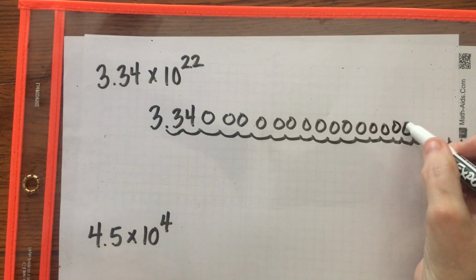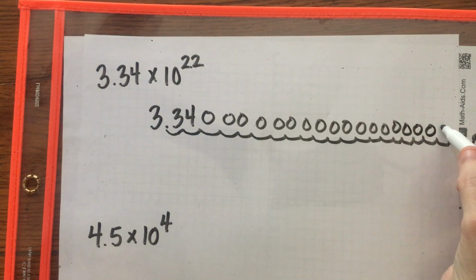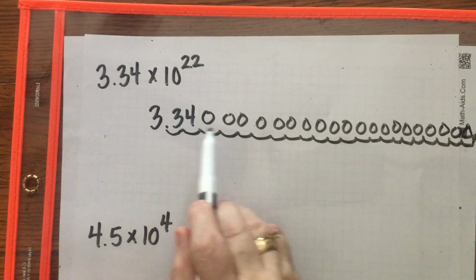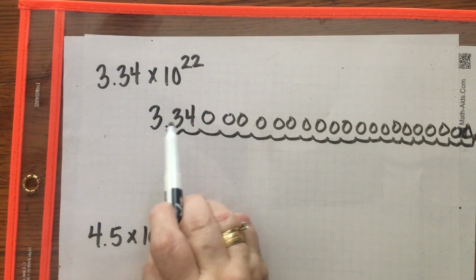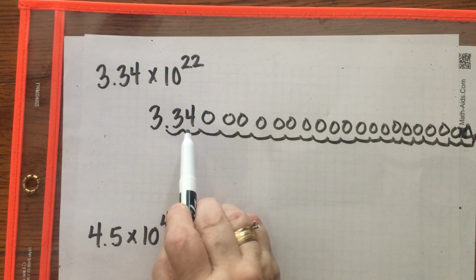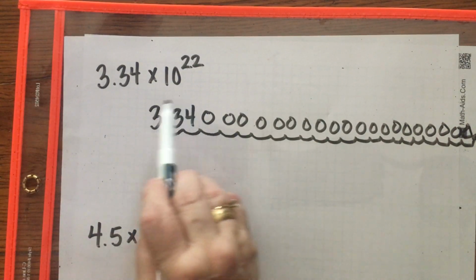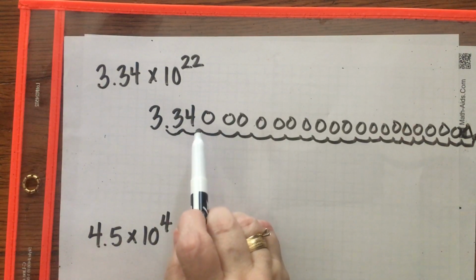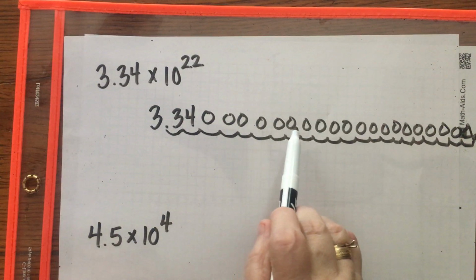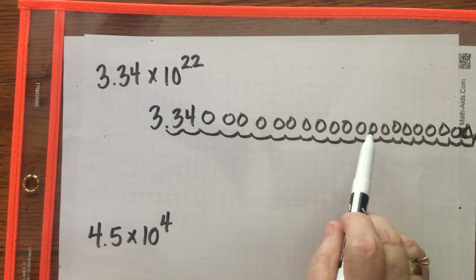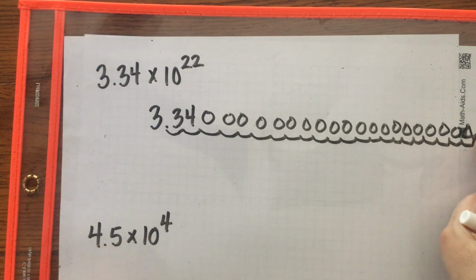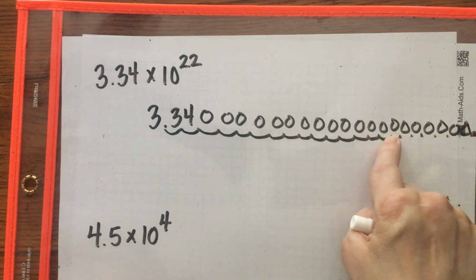If you're a sloppy writer, I'll tell you another way that we can do this. Kind of how we get started. All right, I should have 20 zeros because if I had to move it 22 places, the 3.34 takes care of 2 of them, so I should have 20. 1, 2, 3, 4, 5, 6, 7, 8, 9, 10, 11, 12, 13, 14, 15, 16, 17, 18, 19, 20. I do. So I can go ahead and erase this.